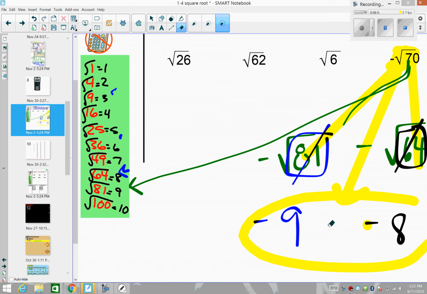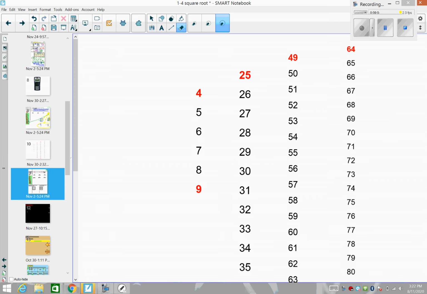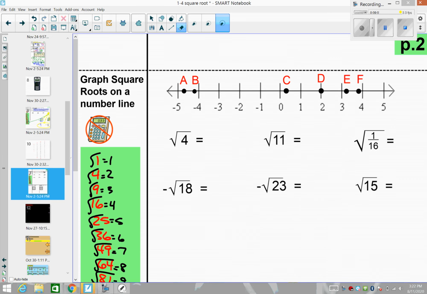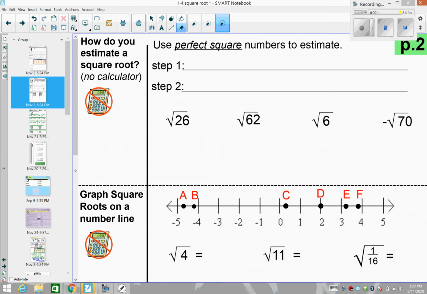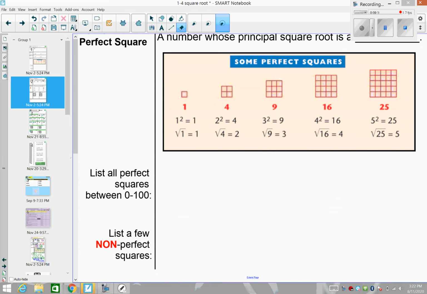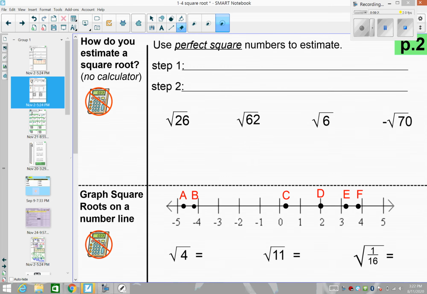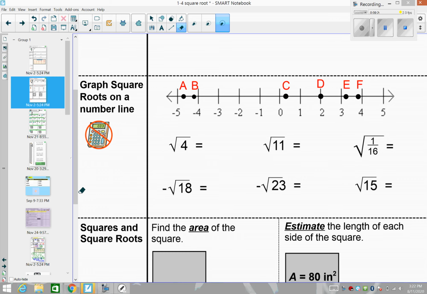All right, so for the rest of our work today, let's take a look at page 2. Let's see here. I'm going to just take a quick peek at what else I want us to do. Okay, so now let's talk some graphing on a number line. Okay, so hang in there, guys. We're already at that 9-minute mark.